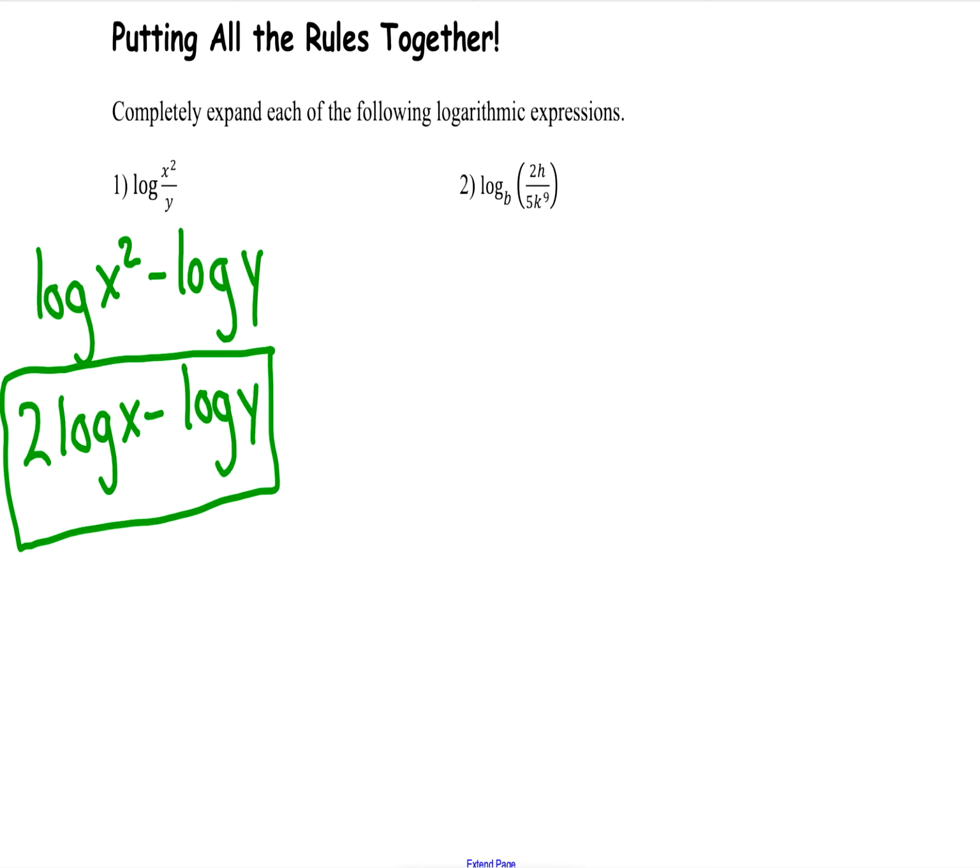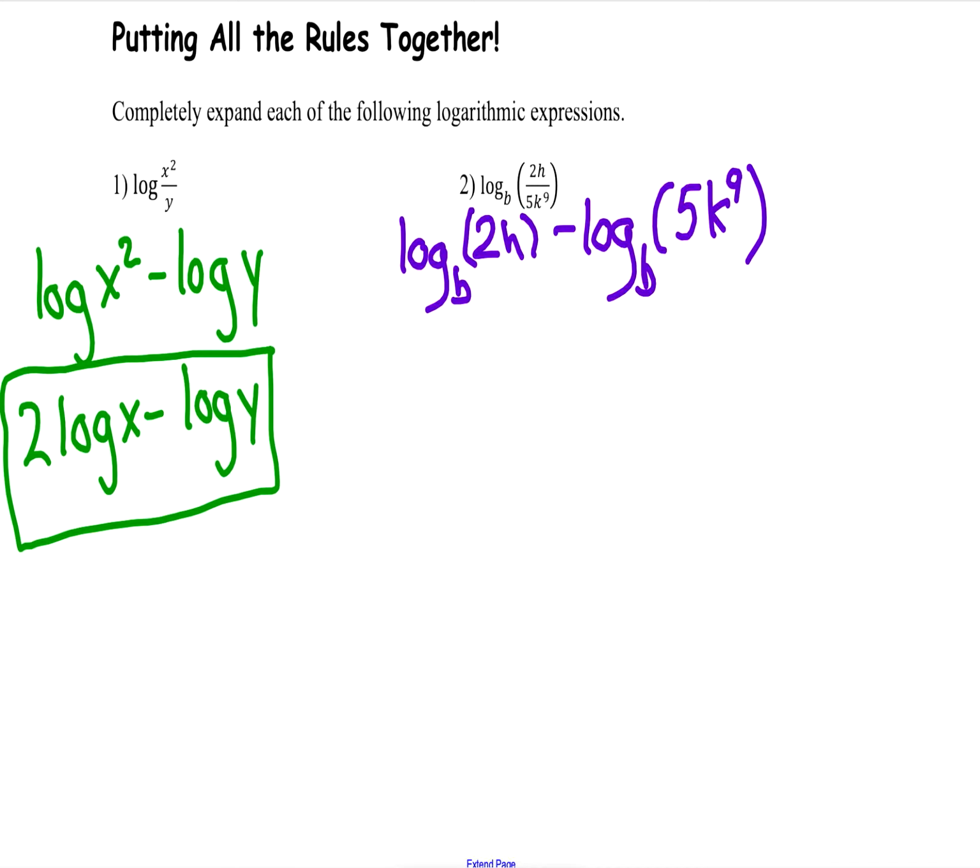So I'm looking at it. Log base b of 2h divided by 5k to the 9th. That whole argument is not being raised to a power. So what I'm going to do first is, since 2h is being divided by 5k to the 9th, I am going to first write it as 2 logs being subtracted. So that would be log base b of 2h minus log base b of 5k to the 9th.